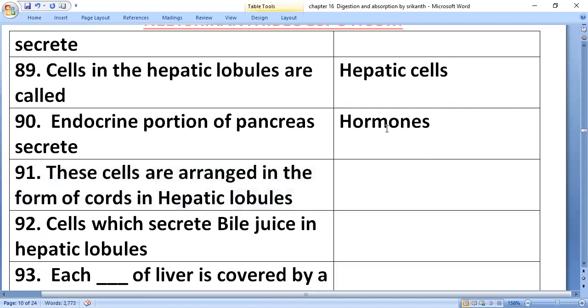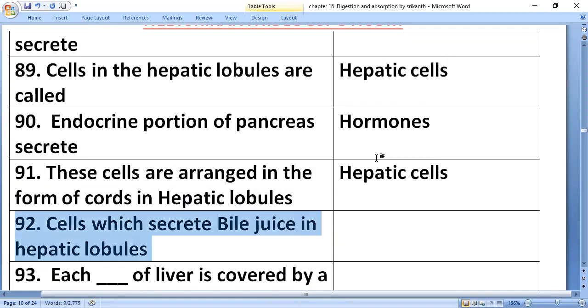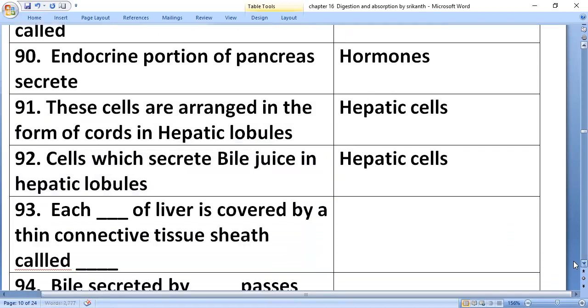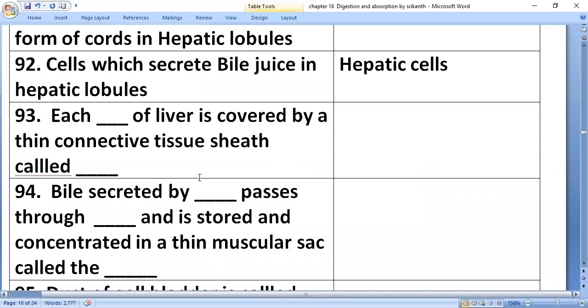These cells are arranged in the form of cords in the hepatic lobule. Hepatic cells secrete bile juice. Each lobule of the liver is covered by a thin connective tissue sheath called Glisson's capsule.